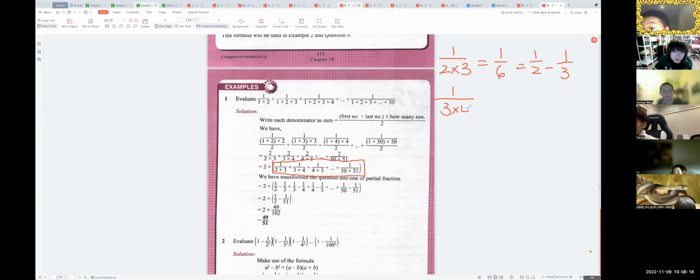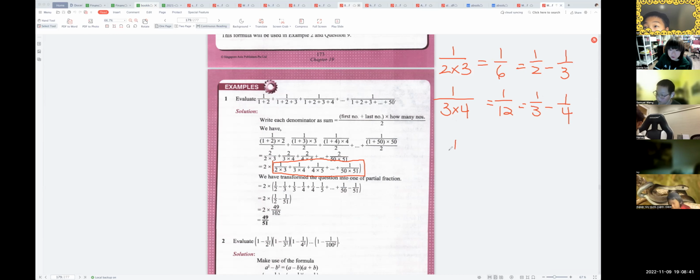So now I need you to copy it down, because with just looking, you cannot understand this very well. Okay? So you need to write it down. So see, 1 over 3 times 4 equals what? Equals 1 over 12, right, Samuel? So it also equals 1 over 3 minus 1 over 4. I'm just using these two little ones as an example.